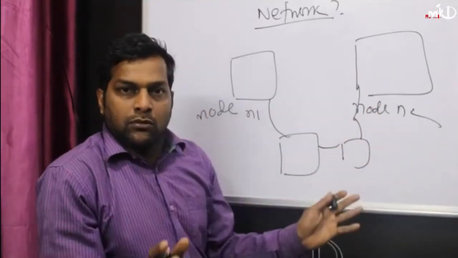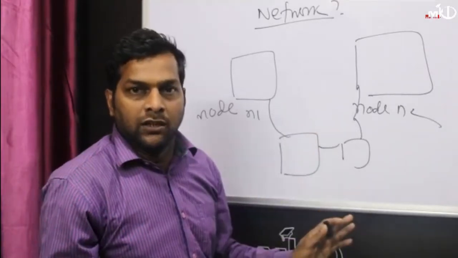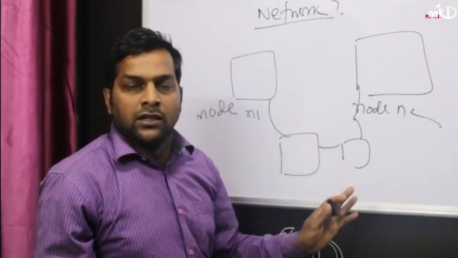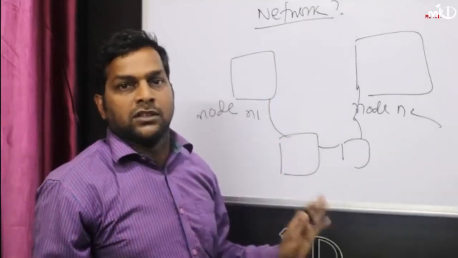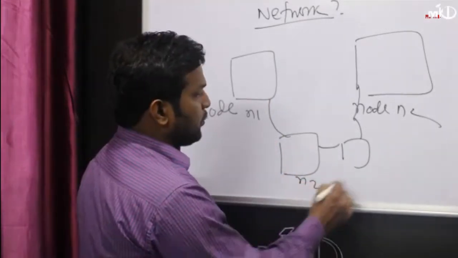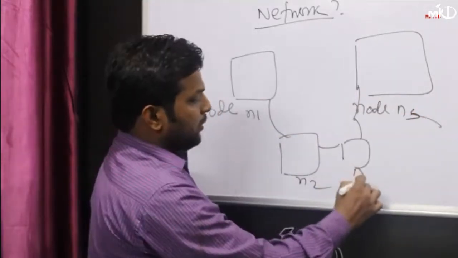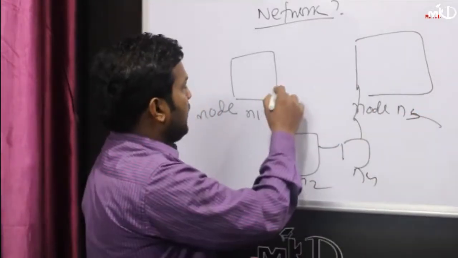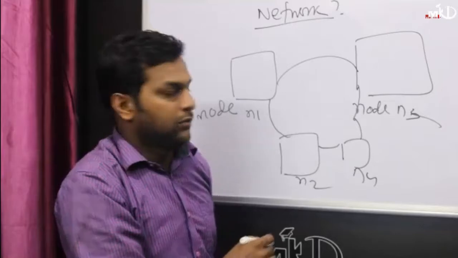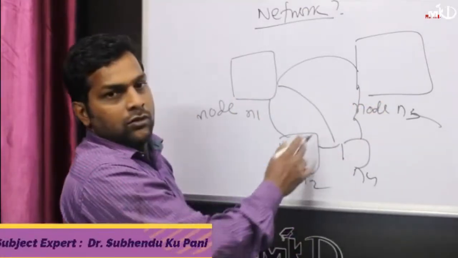We have to create that computer network from our side. How many computers we need, which type of topology we need, we have to decide. Node N1, node N2, node N3 connected. Suppose node N4, 4 computers connected. N1 can send a message to N2, N2 can send to N3, N1 can send to N4.